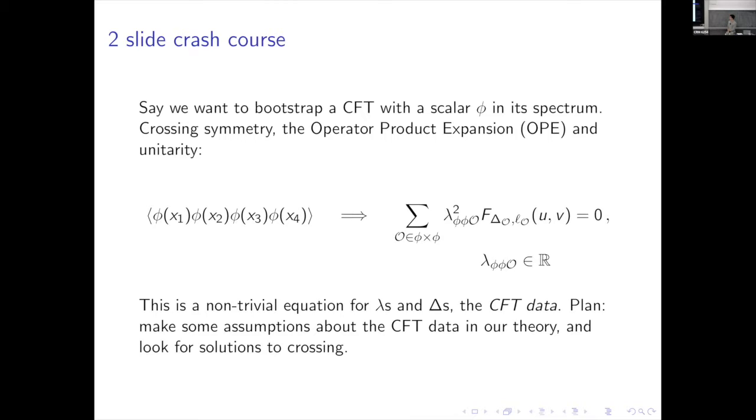What we'll do is make some assumptions about what operators we find in this OPE and check whether we can solve this crossing equation. And if we scan over assumptions, we're going to get some exclusion plots where some points will be allowed by crossing and some points won't.